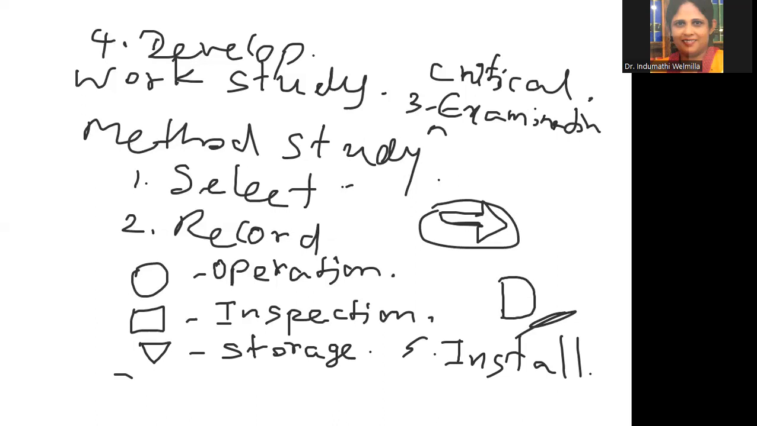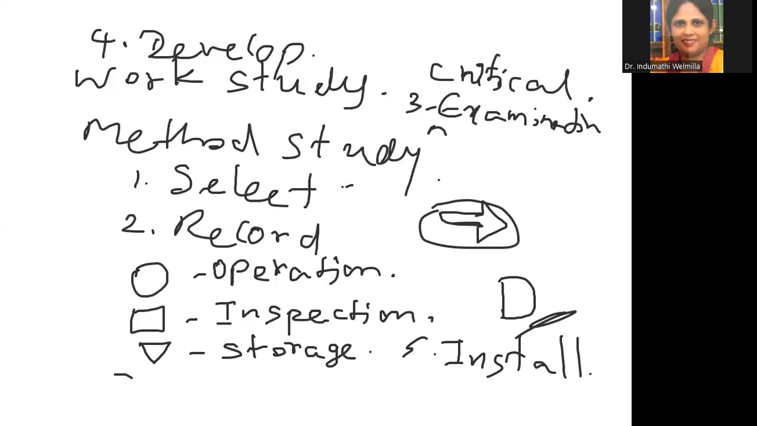The training in the new method must be imparted to the workers, and the benefits should be pursued by them. So the new method will be willingly adopted only when the worker develops faith and confidence in it. After understanding those things, install is the next step.